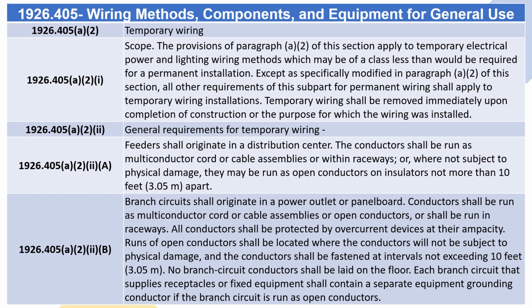1926.405 A.2.2b Branch circuits shall originate in a power outlet or panel board. Conductors shall be run as multi-conductor cord or cable assemblies or open conductors, or shall be run in raceways. All conductors shall be protected by overcurrent devices at their ampacity. Runs of open conductors shall be located where the conductors will not be subject to physical damage, and the conductors shall be fastened at intervals not exceeding 10 feet (3.05 meters). No branch circuit conductors shall be laid on the floor. Each branch circuit that supplies receptacles or fixed equipment shall contain a separate equipment grounding conductor if the branch circuit is run as open conductors.